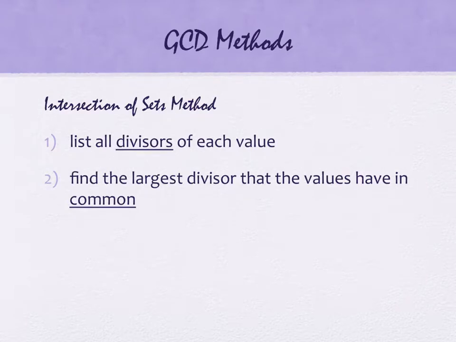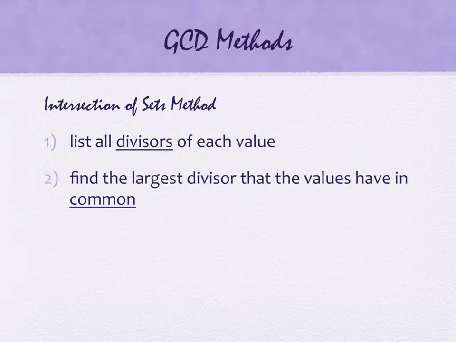So our first one, intersection of sets method. What we do is we list all the divisors of each value, and then we find the largest divisor that the values have in common. This tends to work better when the numbers are smaller, when they have fewer factors. So if I had to write down all the factors of the number 1,000, that's going to be more work than writing down all the factors of the number 10, right? So this is kind of the idea.